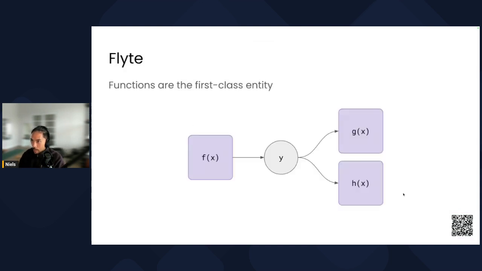Okay, so if you're familiar with Flight or any kind of pipelining tool, but I guess I'll refer to Flight specifically. In Flight, functions are really the first class entity. So here, I'm just showing a task or workflow, F, that produces some kind of output Y, and that output is consumed by downstream tasks or workflows, G and H.